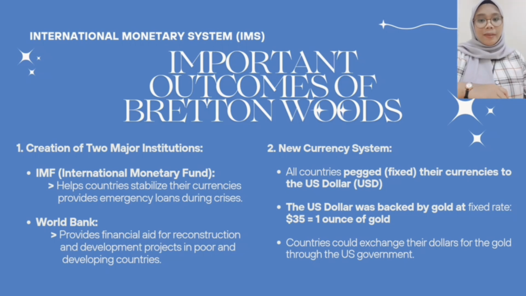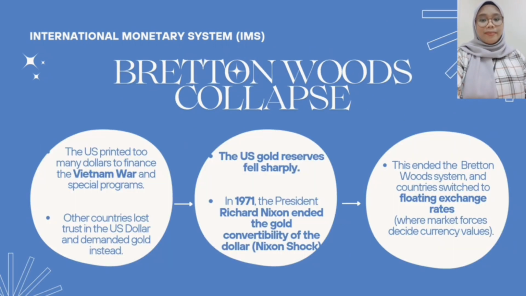New currency system. All countries pegged or fixed their currencies to the US dollar, USD. The US dollar was backed by gold at fixed rate, where $35 equals to 1 ounce of gold. And countries could exchange their dollars for the gold through the US government.